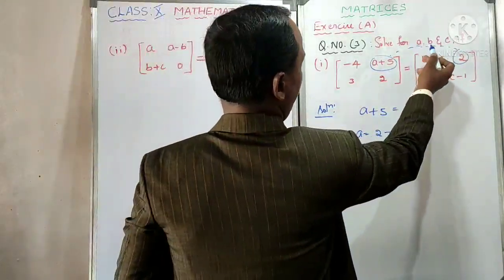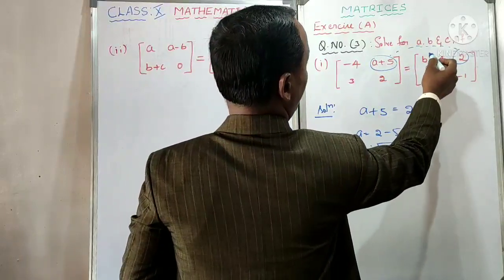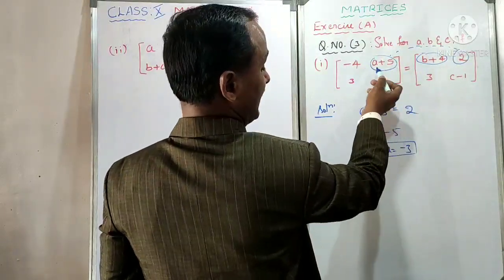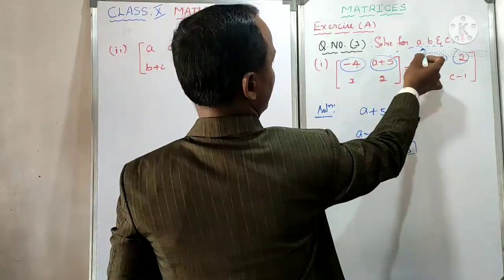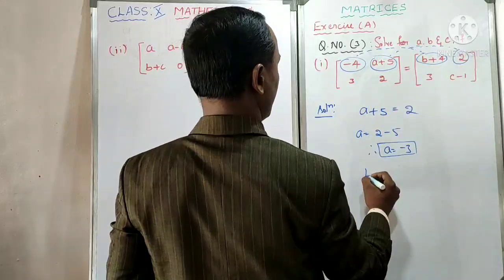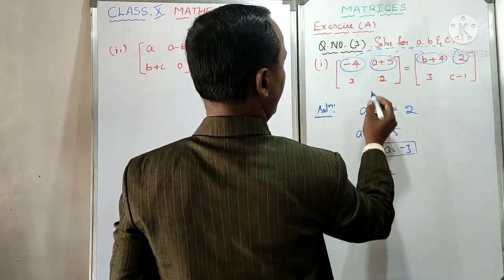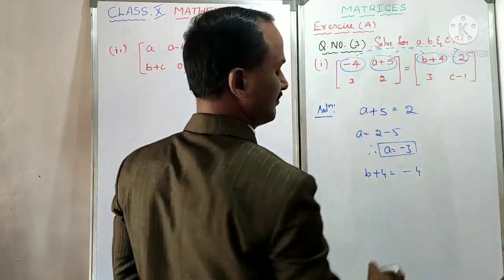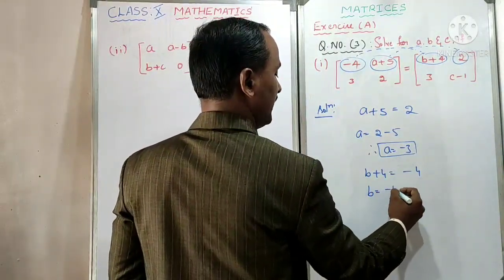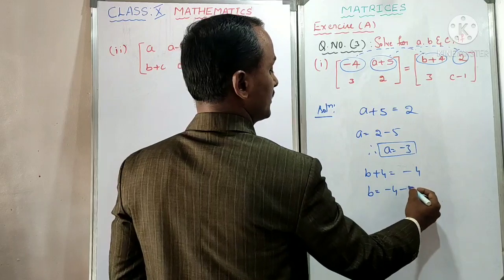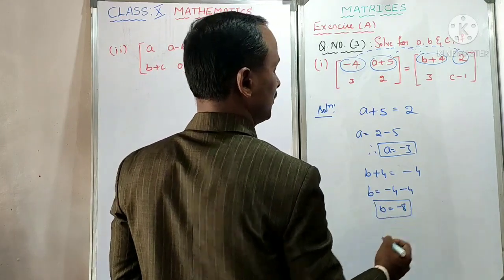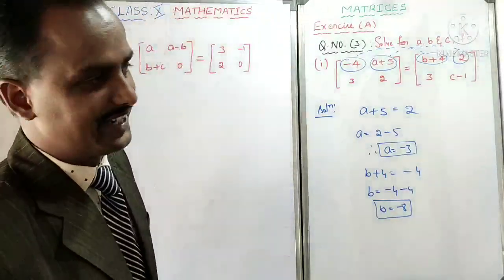Where is b? b is not there here. Oh, here it is. This b is equated to this element in the left hand side matrix. b plus 4 is equated to minus 4. Is it correct? I want b, so plus 4 goes to that side: b is equal to minus 4 minus 4. This plus 4 goes to that side as minus 4. b is equal to minus 8. Minus 4 and minus 4, both same sign, so we do the addition.